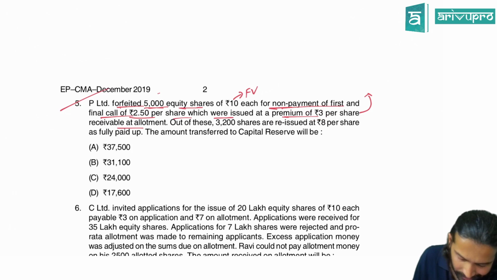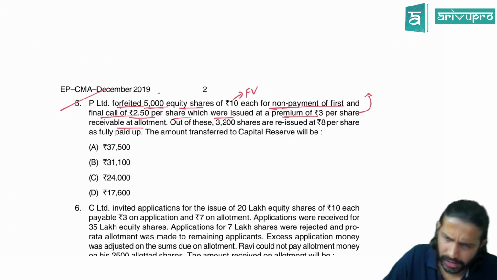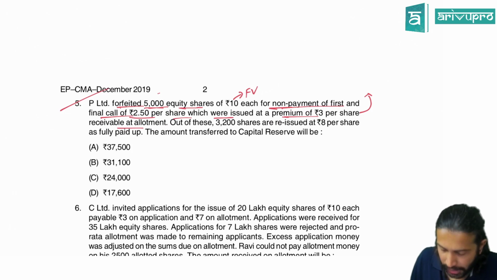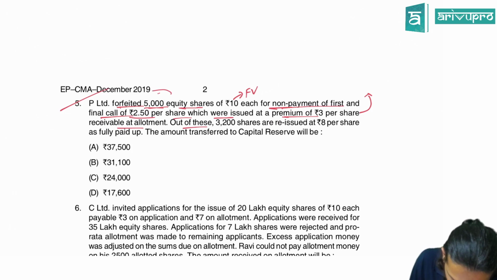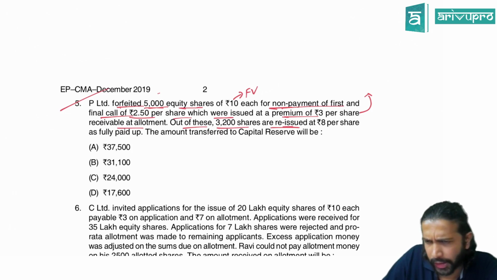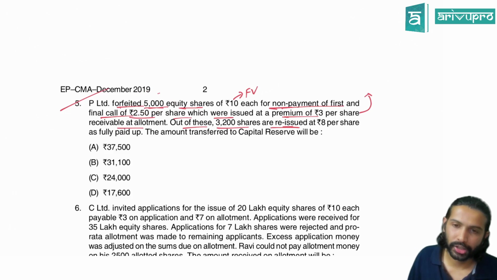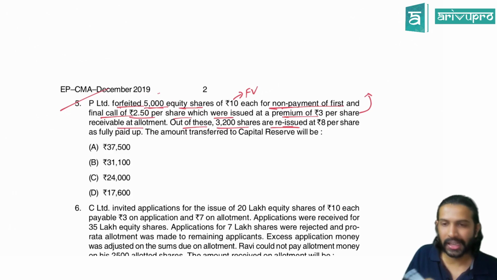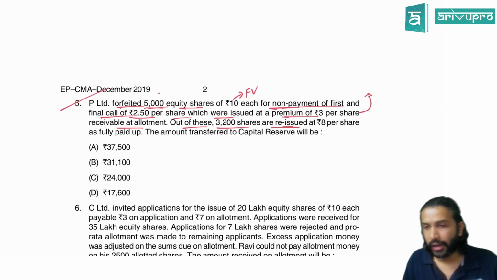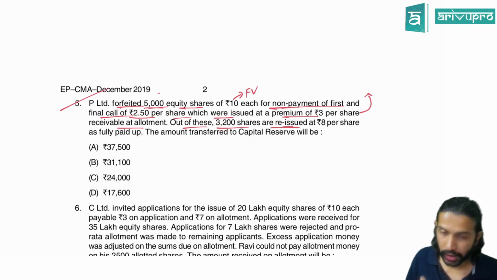And the premium they are collecting at allotment stage. This is generally the case. Normally, companies collect the premium at allotment stage itself. Now, these words are important. Out of these 5,000 equity shares, 3,200 equity shares are reissued. Just now I told you, after forfeiting, the company will reissue these shares to somebody else. But did they reissue all 5,000 shares? No. They reissued only 3,200 equity shares.